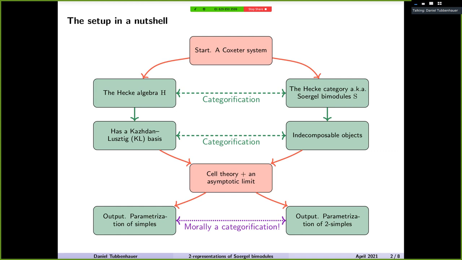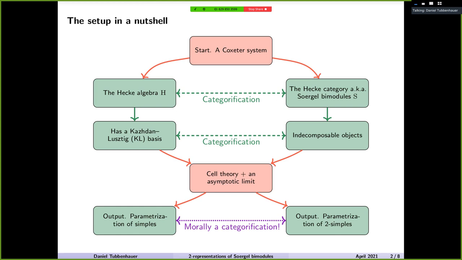Hecke algebra attached to that Coxeter system. Again, think of it as a quantization of the symmetric group. It's the one that turns up in the construction of link polynomials and so on. On the right-hand side, you have its categorification, and that's what people call Soergel bimodules or the Hecke category. There are also some other names which I'm not going to use. I will stick with the Hecke algebra and the Hecke category, because then it's clear which one is the categorification.